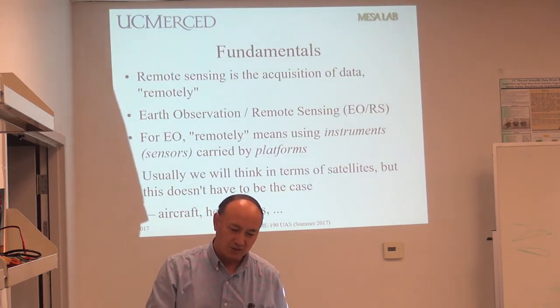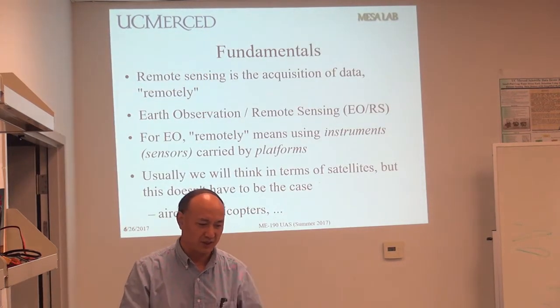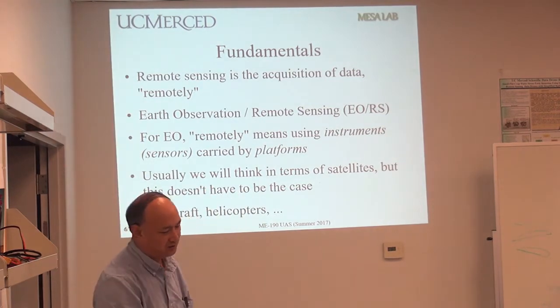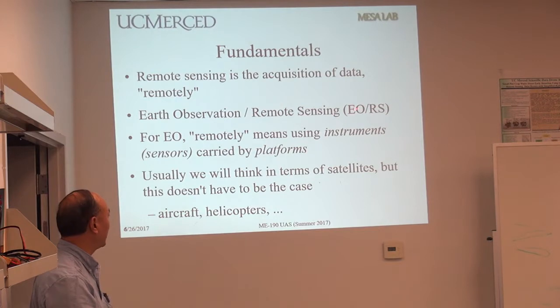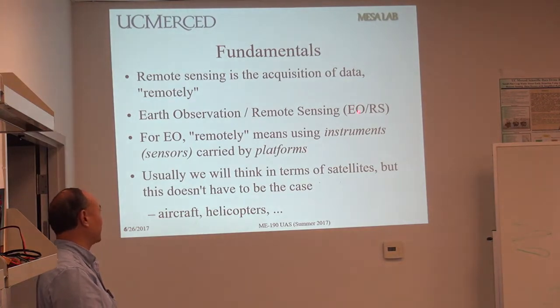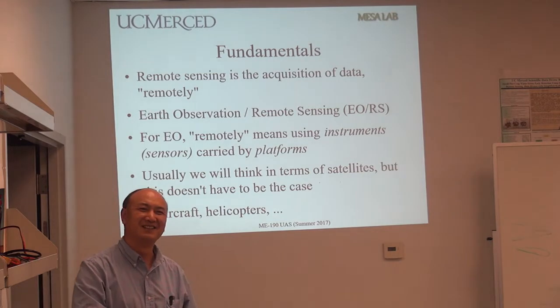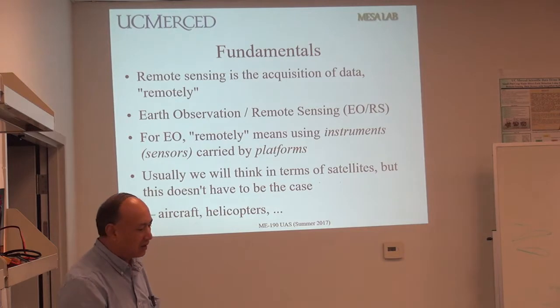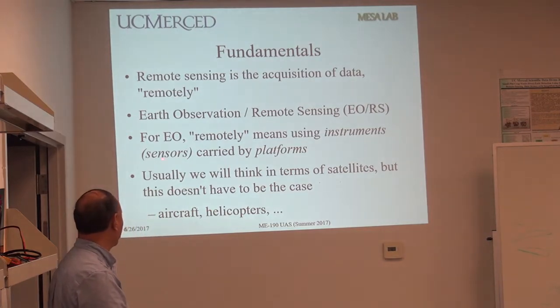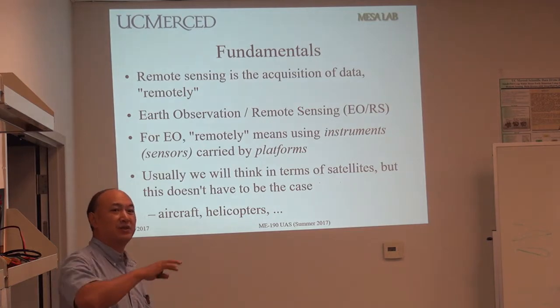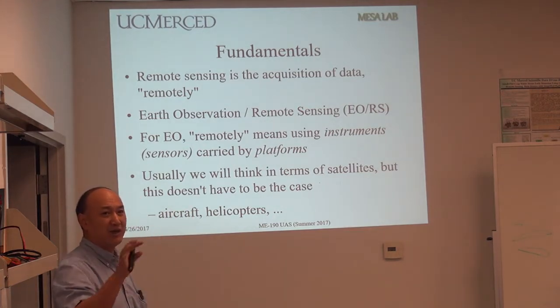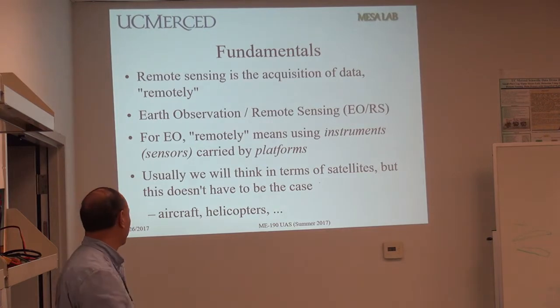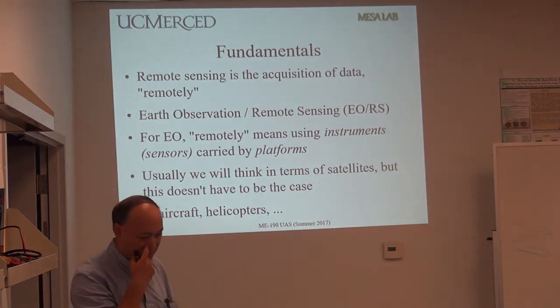So remote sensing fundamentals is regarding observing the Earth, okay? It's called electro-optical, or Earth observation, EORS, okay? Remotely means using instruments or sensors carried by some platforms, especially satellites or aircraft or hot air balloons. Usually we think in terms of satellites, but it doesn't have to be the case. We can use helicopters, aircraft, and so on and so forth.